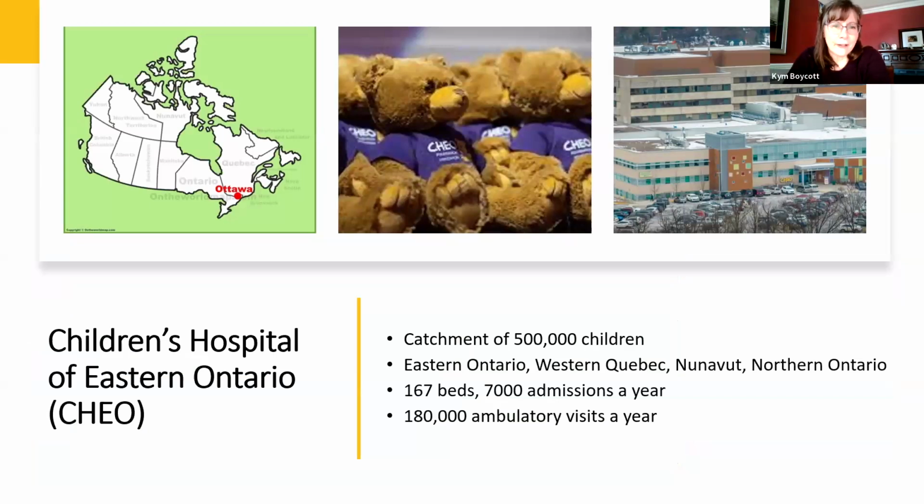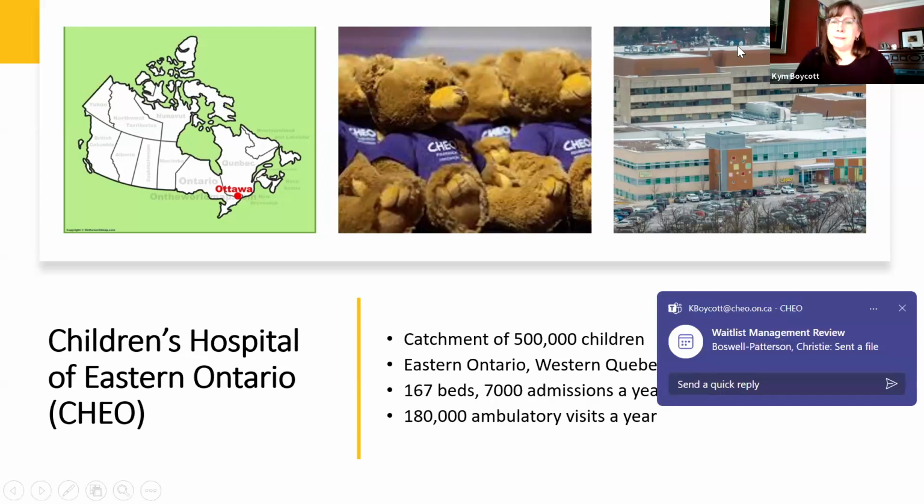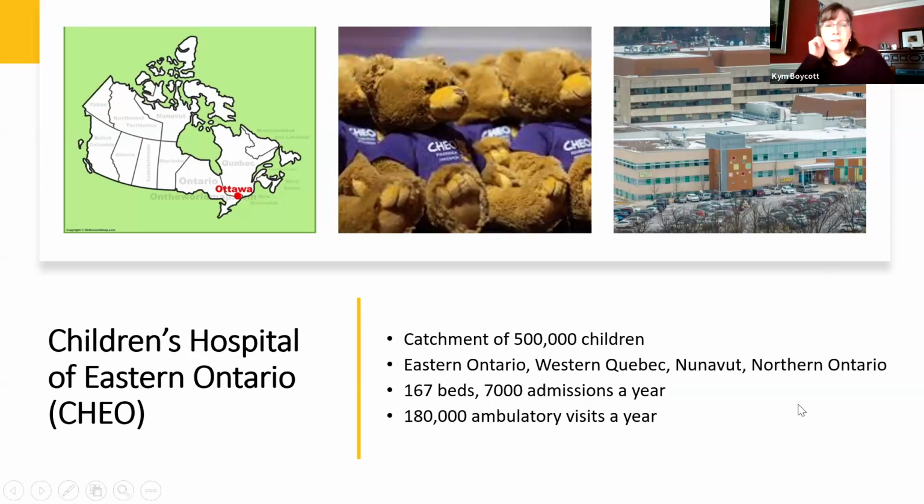So we live in the province of Ontario and right beside Quebec. And so we serve a catchment area of 500,000 children. They are from the eastern area of Ontario, western Quebec, Nunavut, which is one of those territories up at the top, right there, if you can see that, and northern Ontario, who fly the kids down to be cared for. We have 167 beds, and about 7,000 admissions a year. And we have about 180,000 ambulatory visits in a year. So we are probably a small to medium-sized children's hospital, and we serve a very vast geographical area.